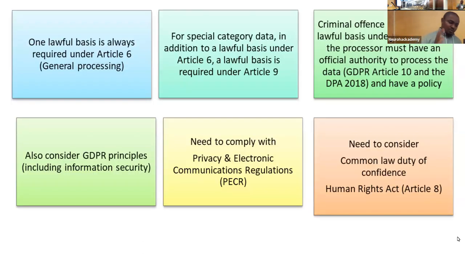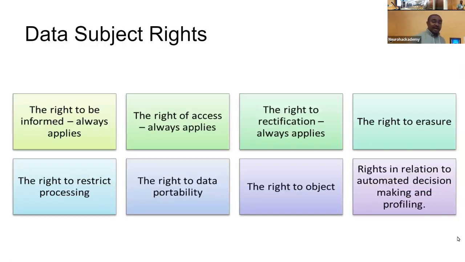So one lawful basis is required from Article 6 if you're processing general personal data. For special category data, you have to identify one from Article 6 and one from Article 9. Those are the most important things there. This is very important. The data subjects have rights. They have rights provided by the law. So that person with dementia that you're scanning has rights. The right to be informed always applies, always applies.